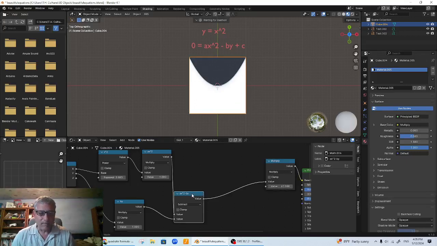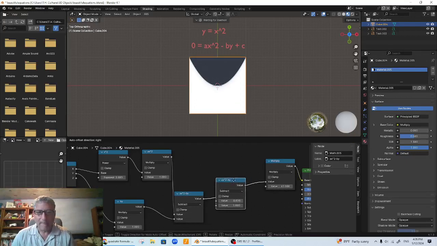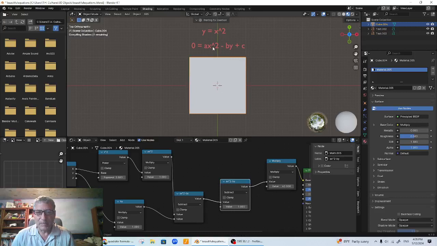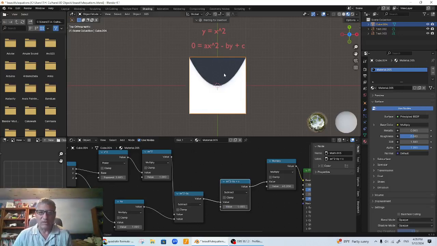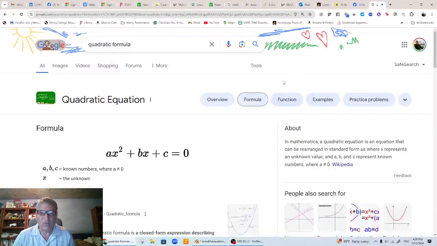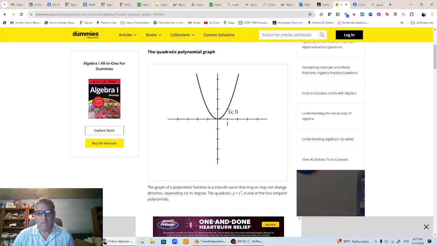So we're going to add one more node here, which is going to be the c, because it's going to be ax squared minus by plus c. So here I'm going to make this the whole formula, plus c, where this value is c. And if the value is 0, then it is what it is. It's what it should look like. And that's what we should see over here, right?